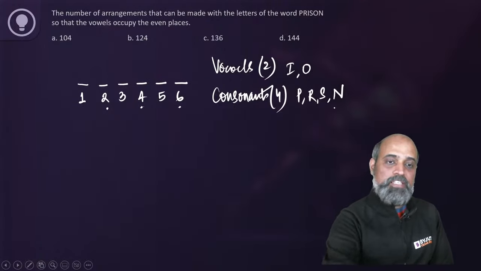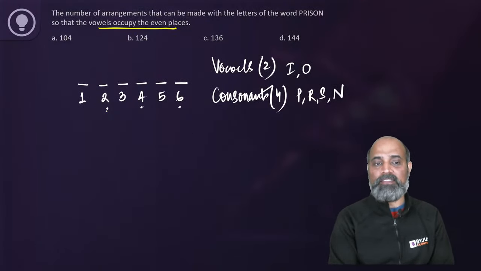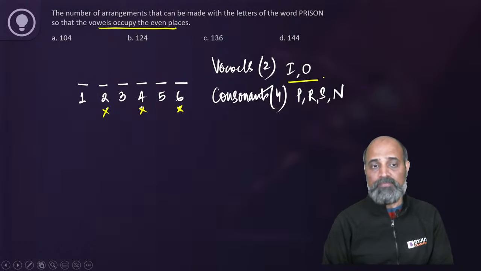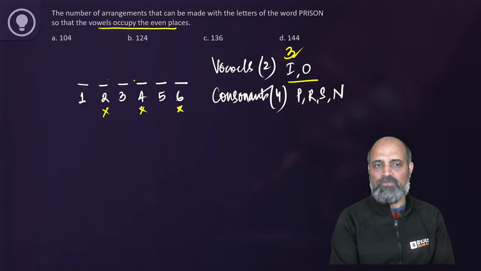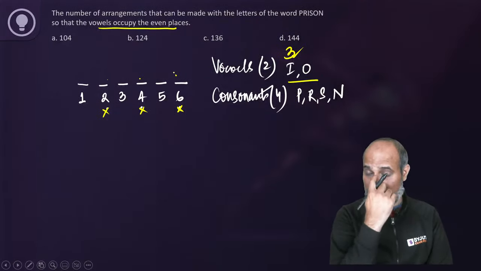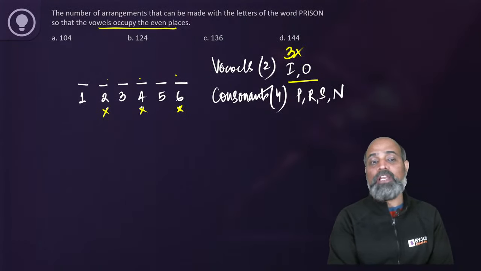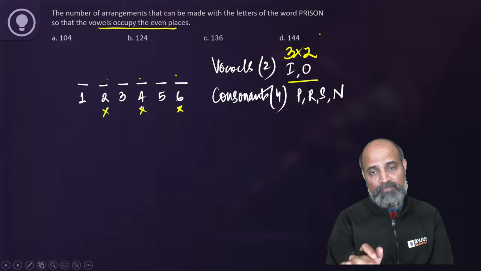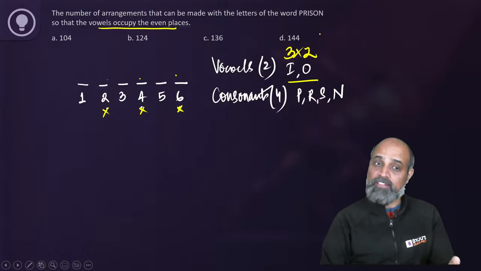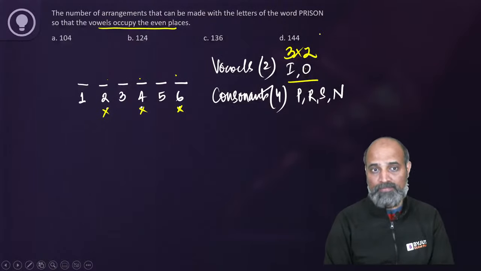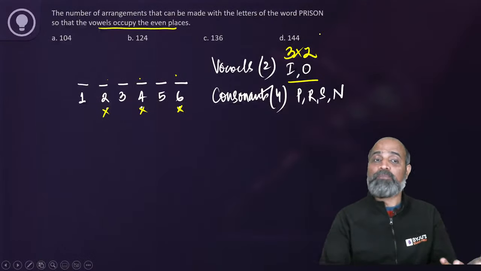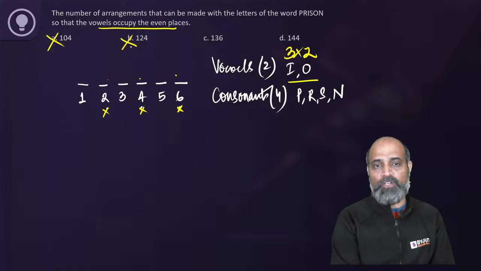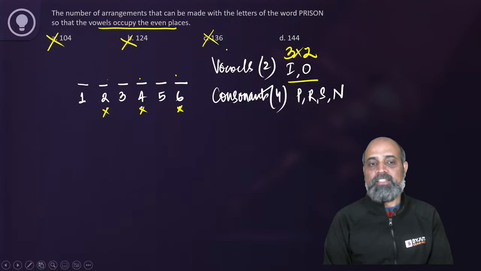So since the question is about putting the vowels at the even places, there are 3 even places and I need to put 2 vowels. In how many ways can I do that? Can I look at one of the vowels and say the first vowel has 3 options to go? इन 3 में से कहीं पे जाके रख देंगे. Next vowel, O will have the remaining 2 places to go. So I and O can go there in 3 into 2, 6 ways, right? The moment I get 6, I know the total answer should be in the table of 6. That itself is good enough for me to get the answer.